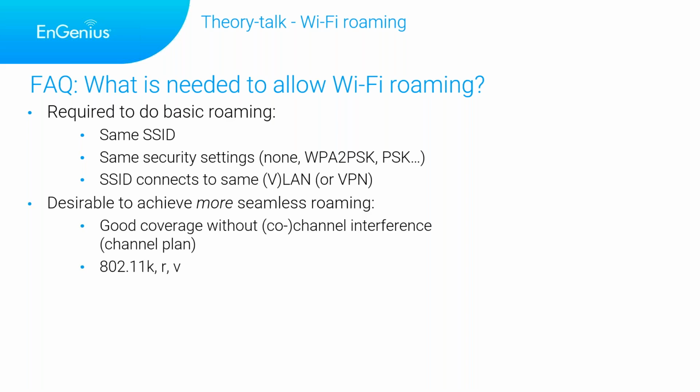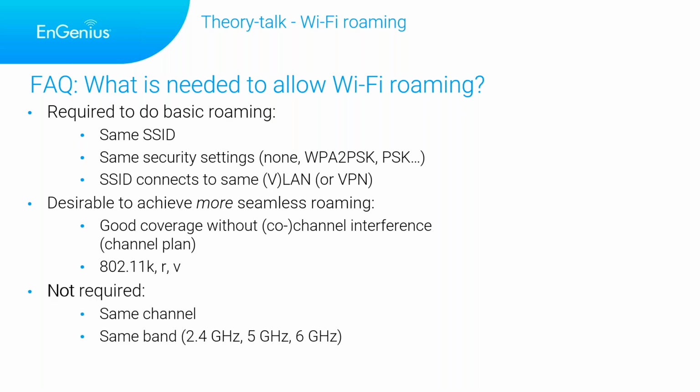What is desirable to achieve more seamless roaming is good coverage without co-channel interference. Talking about the channel plan here, you will want to have 802.11 k/r/v, fast roaming, etc. What is not required, and this is a misconception with many people, is to have the same channel. You can have different channels, and it is also not required to be on the same band. The access points or your connections can switch from 2.4 to 5 gigahertz or even 6 gigahertz in the future.